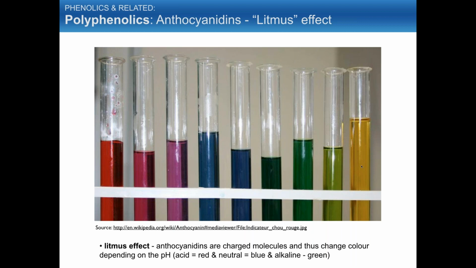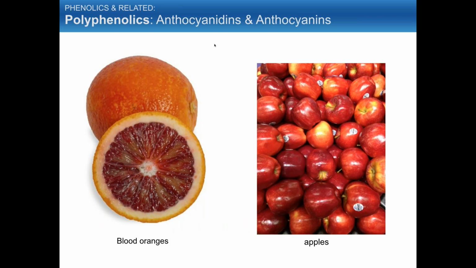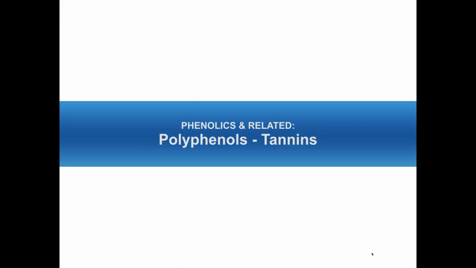So again, if you change the acidity of the liquid that contains these anthocyanidins, they'll change. Red is acidic, then a little more neutral, sort of in this purple to blue range, and then it becomes more alkalinized and changes the color once you get over here. So you can use anthocyanidins as a litmus test for checking the pH of a solution. Again, the red color in blood oranges and the nice red color in apples, especially Red Delicious, are going to be rich in these compounds as well.